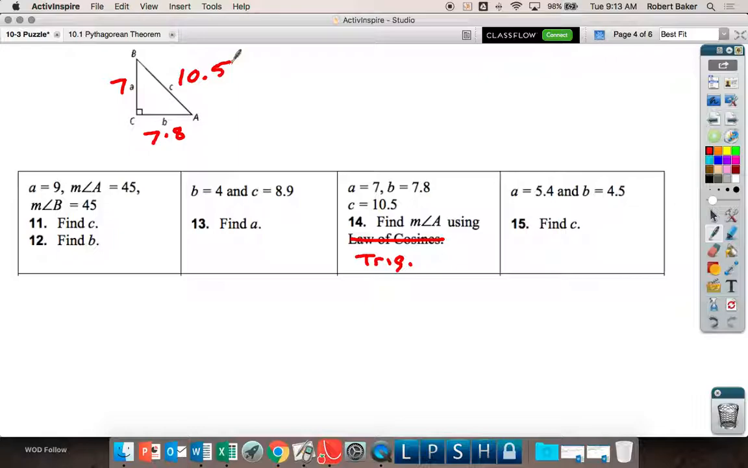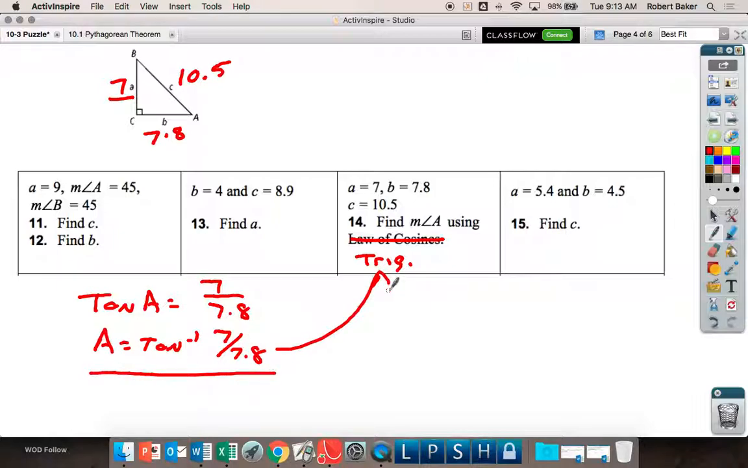Pick one. Which one's your favorite one? Sine, cosine, or tangent? Tangent's your favorite one. So which one's your favorite angle, A or B? I know it's hard to decide. Flip a coin. A. So if you're going to use the tangent of A, you have to do opposite over adjacent. Type that in your calculator, you'll get the answer right there.